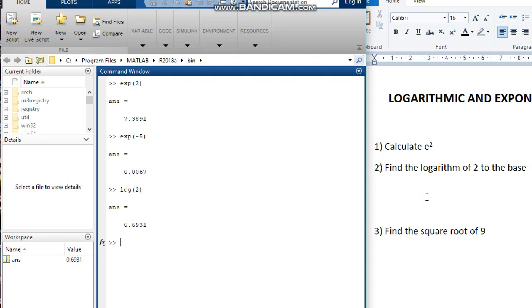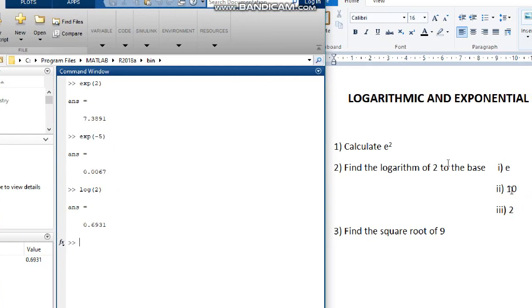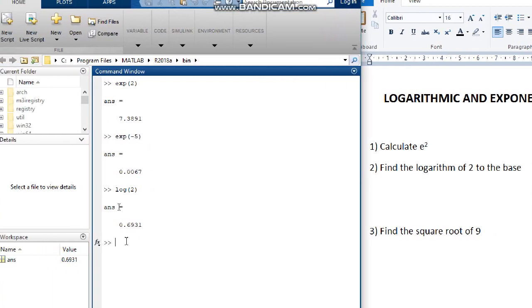Okay, what about finding the logarithm of 2 to the base 10? In MATLAB, finding the logarithm to the base 10, you type in log10, followed by the number. So in this case, I'm finding the logarithm of 2. So that is it. If I hit my enter button, it finds the logarithm of 2 to the base 10.